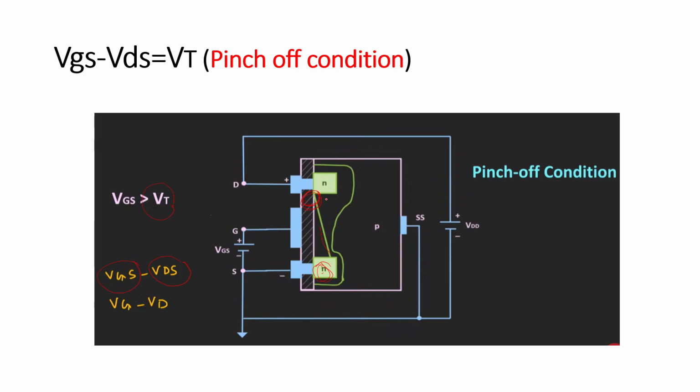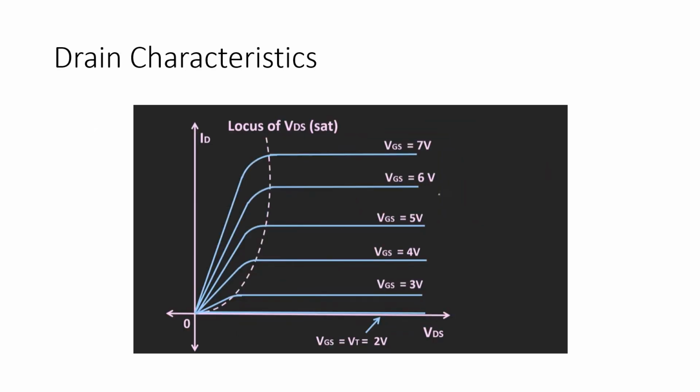Okay, so the pinch off occurs and the current will be stable. If you see the drain characteristics, we are increasing the gate to source voltage. When we increase the gate to source voltage, what happens? The drain current increases. So these are the drain characteristics. And here you can see the ohmic region. This is the ohmic region, this is the saturation region, and this will be the cutoff region.